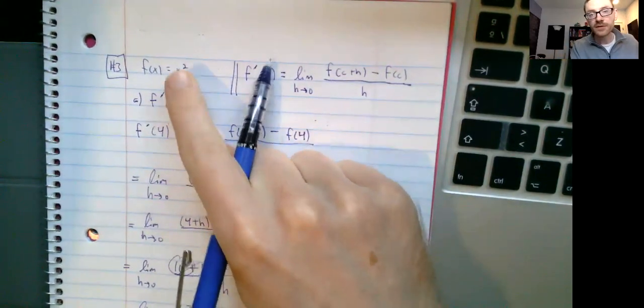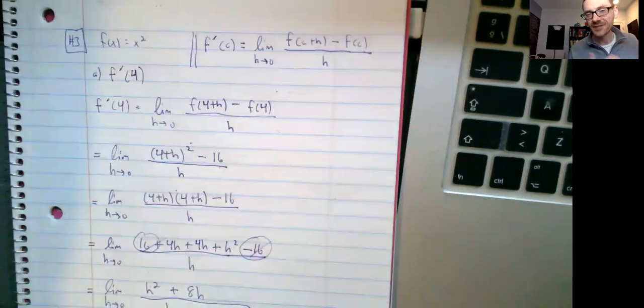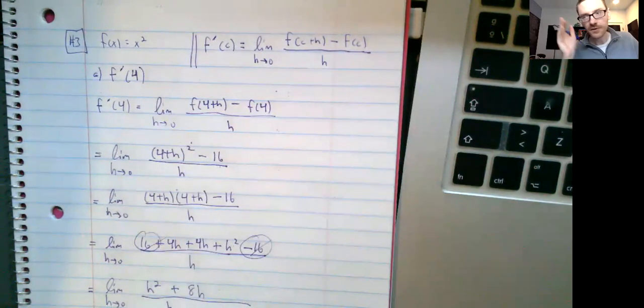So the derivative of this function at 4 is 8. Or if you like, the instantaneous rate of change of this function at 4 is 8. Or if you like, the slope of the tangent line to this function at 4 is 8. Okay, so all those things are true.